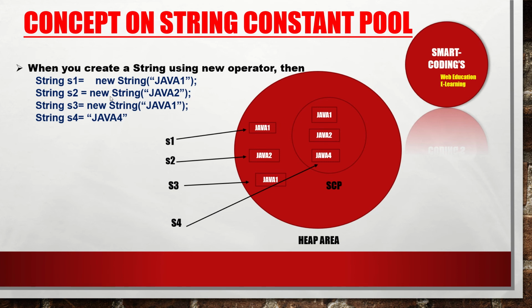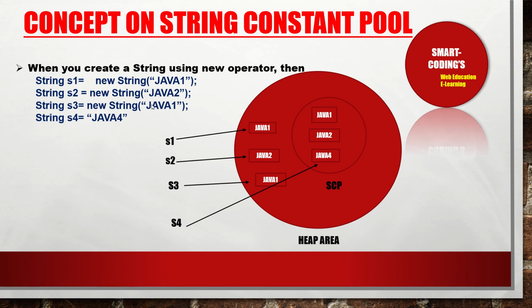Now java2, again the same thing. It says first you will find a match over here. If any java2 is there already, then it will not create in SCP, but it will create in heap area. So in this example, java2 is again a new string object being referred by s2, so it will be created first in heap, then in SCP, both memory locations.